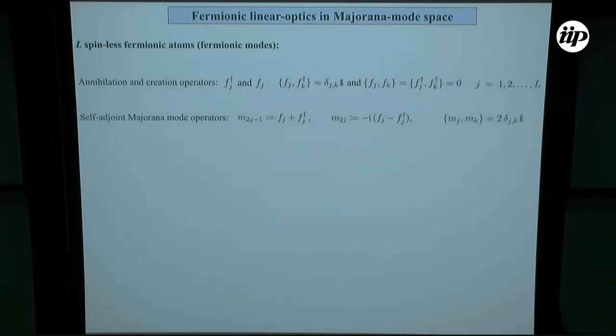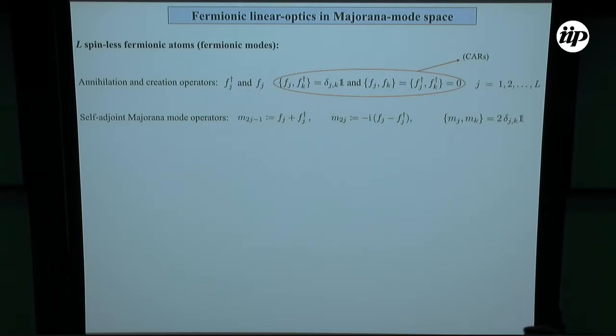So let me introduce this fermionic linear optics, which is very similar to the bosonic Gaussian regime that I was mentioning for photons. Imagine that you have a chain with L spinless fermionic atoms. This is an abstraction: of course, atoms to be fermions need to have a half-integer spin, but here I don't want to talk about the spin degree of freedom. Here I simply want to focus on L particles that have annihilation and creation operators that satisfy the usual canonical anti-commutation relations. And then you can go to the Majorana mode picture.